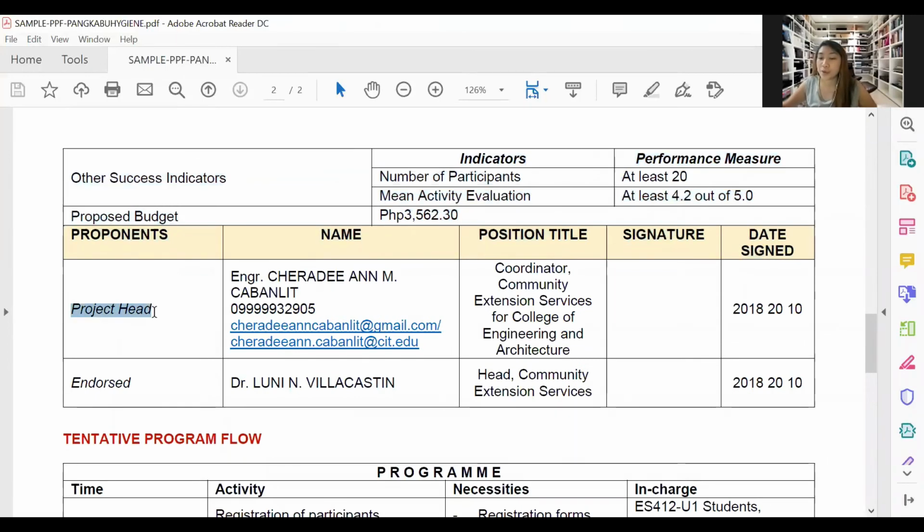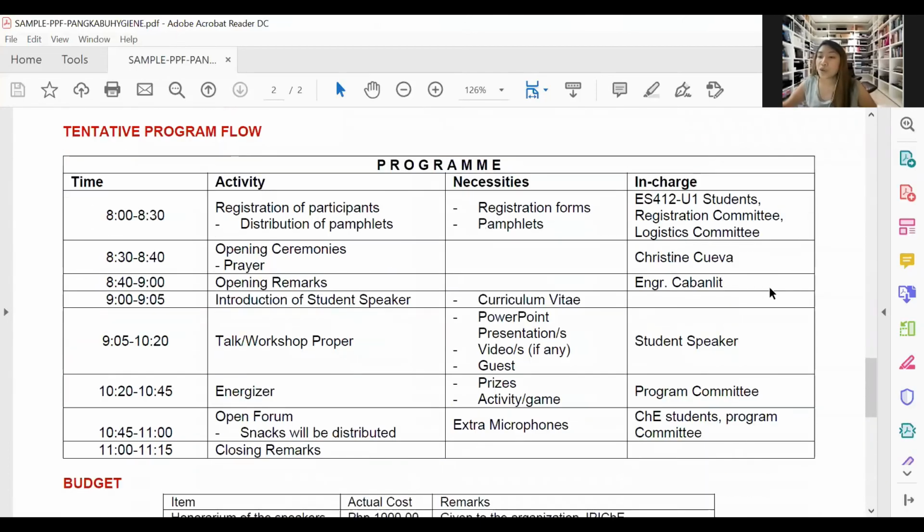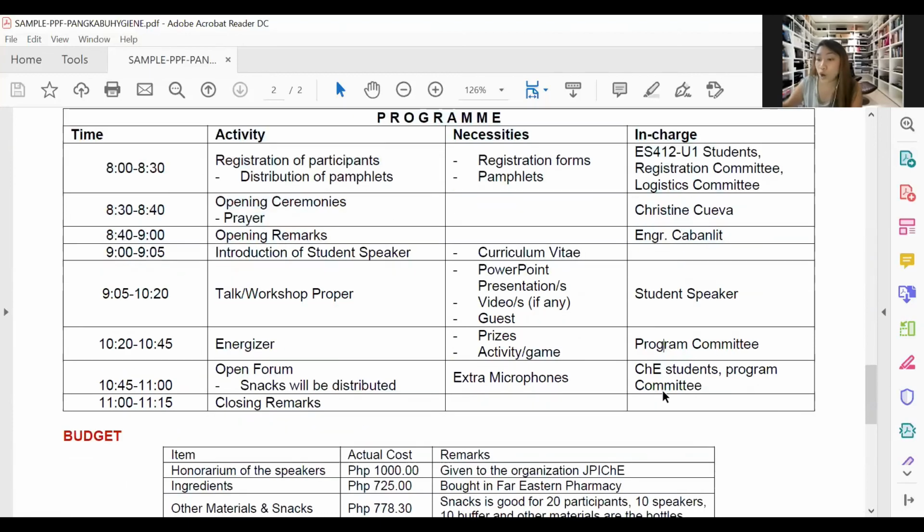Then after providing the budget, you will now place here the proponents. So for the proponents, you put all your names here, but you have to provide who will be your project head. Okay, and then the title of the project head, and then the date that is signed. So for the tentative program flow, this is like the flow of the activity whenever we do the modules. So they register, and then we do opening ceremonies, opening remarks, and so on and so forth. And then the workshop proper is the more important part here. What are the necessities? The registration forms, the pamphlets, the videos, the presentation, prizes, the games, and then who will be in charge of each activity, so that it will be more organized.